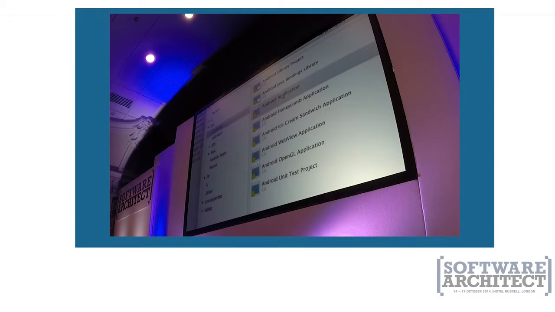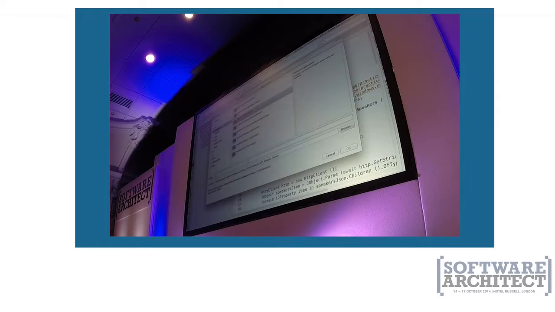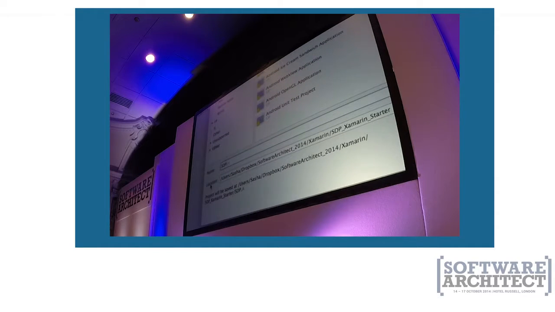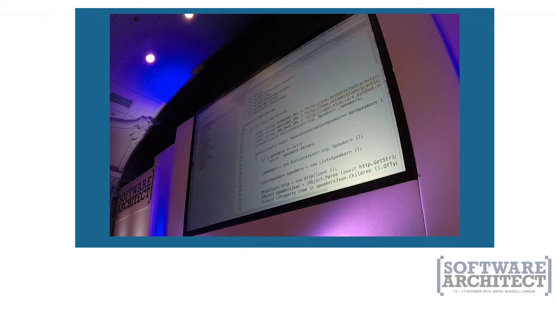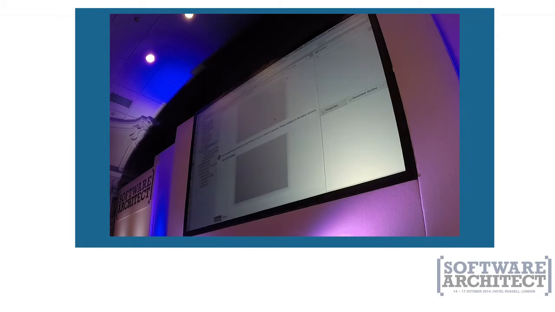And I'm going to say Android application over here, and we'll call this thing sdp.android, and click OK. And so we have an Android project now. And down here under Resources Layout, you'll find an Android AXML file, which is what we design our user interface in.